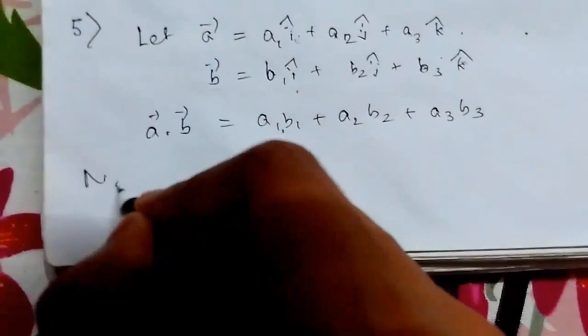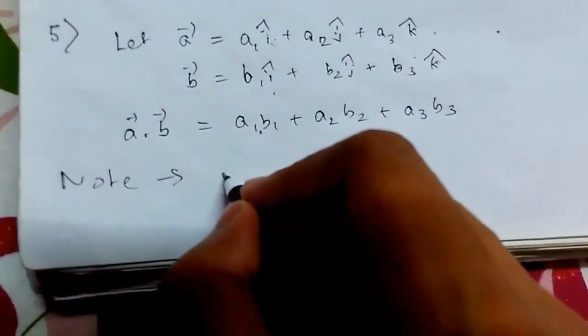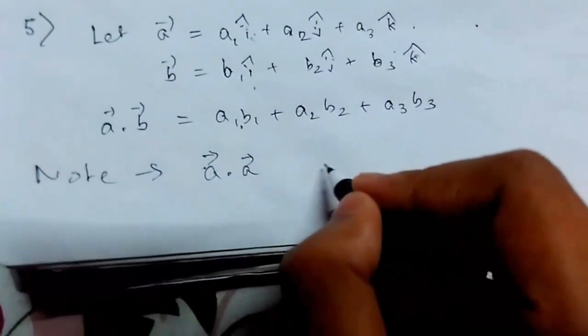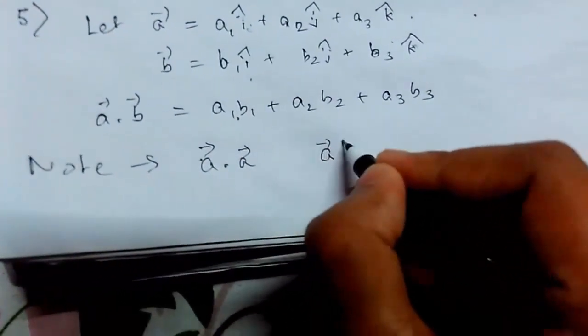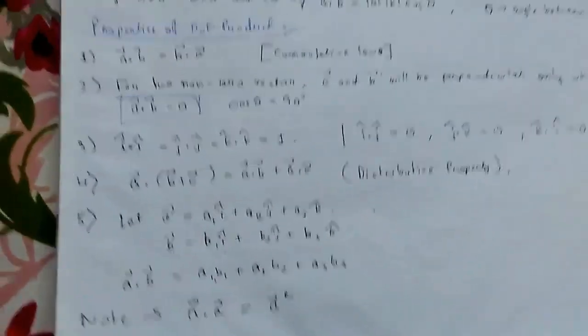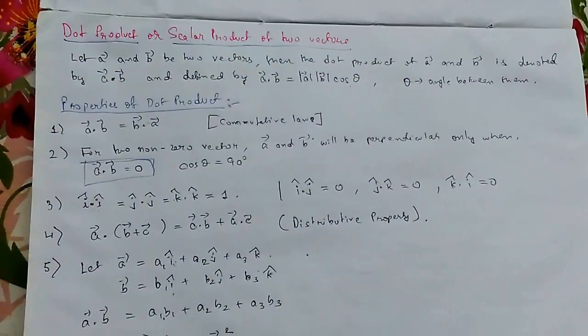And there is some small note. We can then say that if we write A dot A vector, we can also write it as A vector square. So these are equivalent. So these were the properties and definition of dot product.